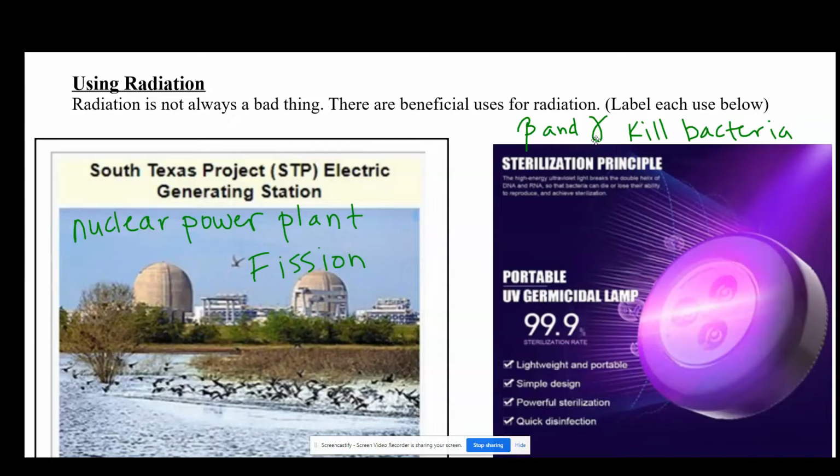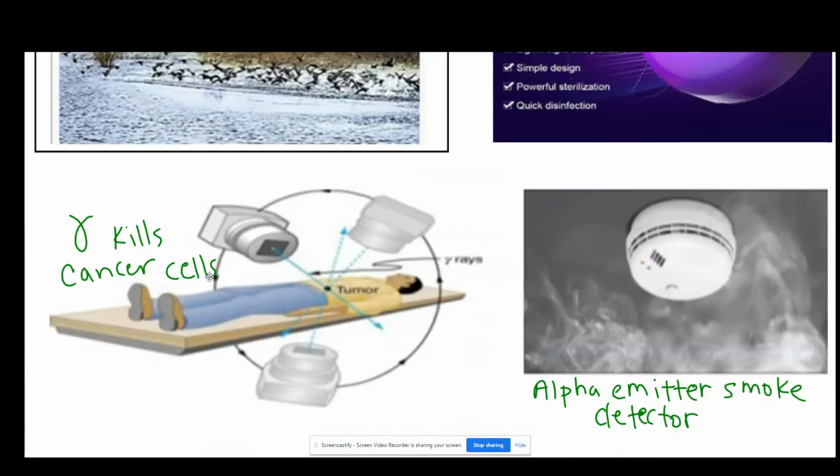Beta and gamma is really good at killing things, including humans, but it can also kill bacteria. So we use it to sterilize things. It can also kill cancer cells. It's one of the few things. Gamma kills cancer cells, so we use it in radiation therapy to get rid of cancer. And like we've already talked about, an alpha emitter is used in a smoke detector.